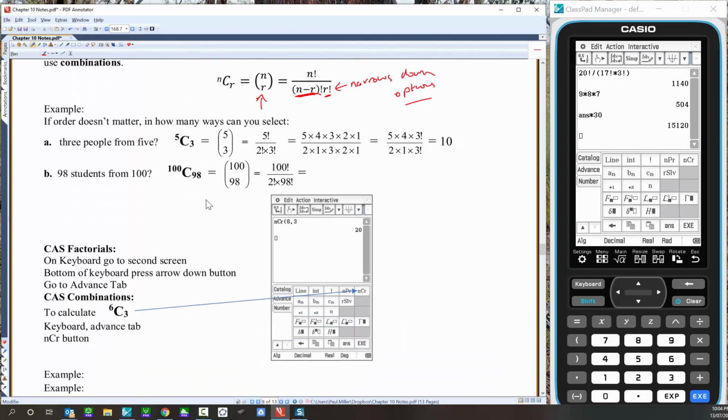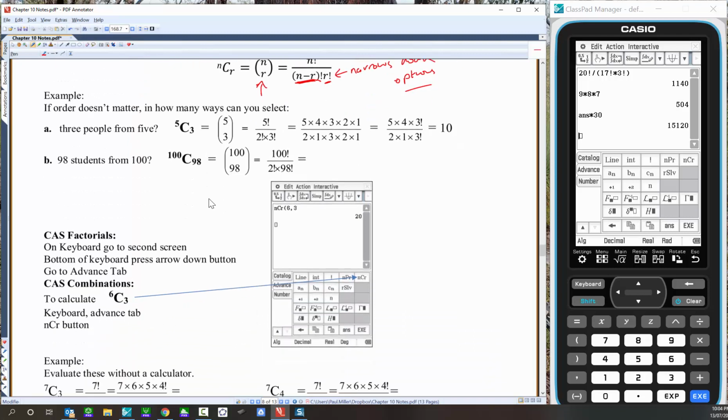All right, so let's get stuck into a little bit of this. We're not going to get too much further into it in the class. If order doesn't matter, how many ways can you select 3 people from 5? We write that as 5 choose 3. So how many different ways can I choose 3 people from 5 people? That can be written as 5C3 like this, which if we use the formula is N factorial, that's 5 factorial, over N take R, 5 take 3, which is 2 factorial, times R factorial, which is 3 factorial. We can simply go to town on the factorials to work out the 10 there.